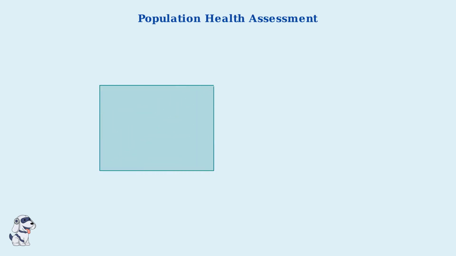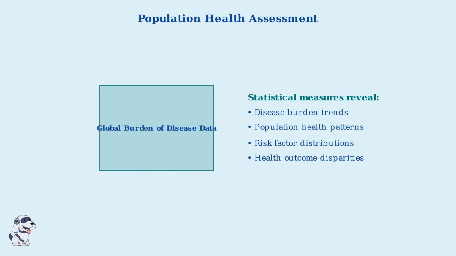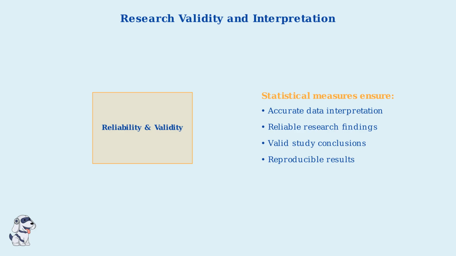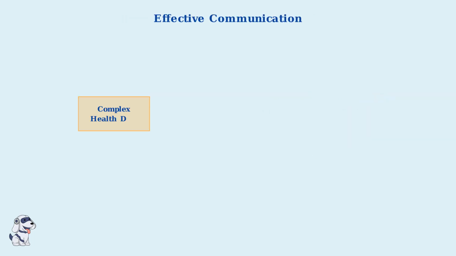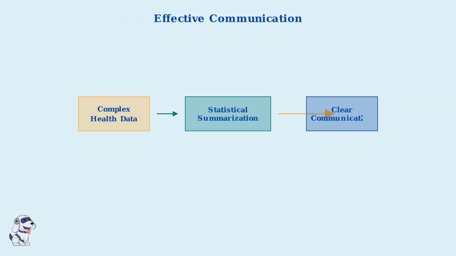Population health assessment relies heavily on statistical measures to understand disease burden and health trends. This global burden of disease data shows how statistical analysis reveals changing patterns in mortality, chronic diseases, and risk factors over time. In research, statistical measures are essential for ensuring validity and accurate interpretation of study results. Proper use of central tendency and dispersion measures helps researchers draw reliable conclusions and ensures their findings can be reproduced and trusted.